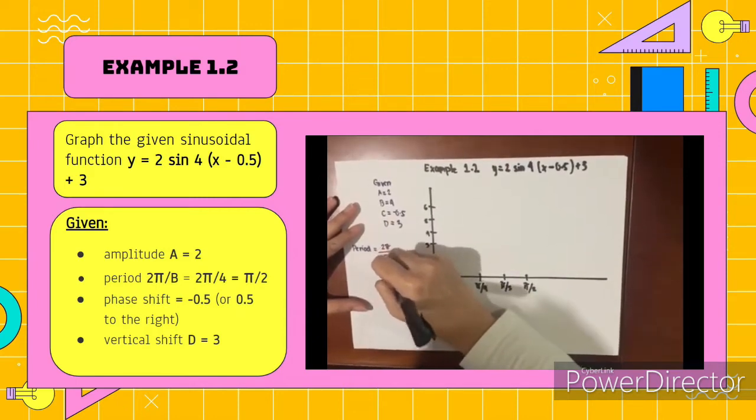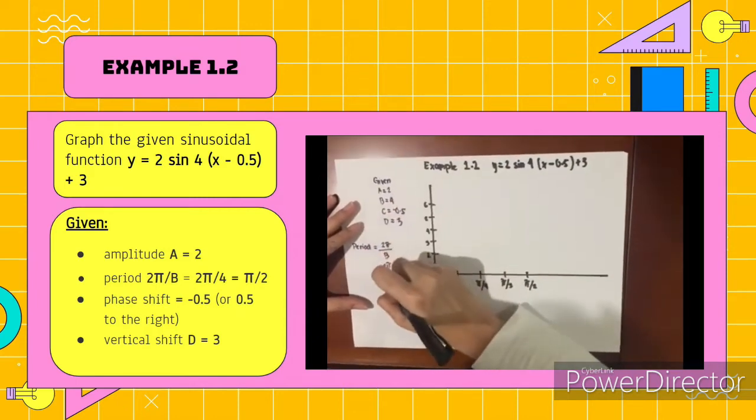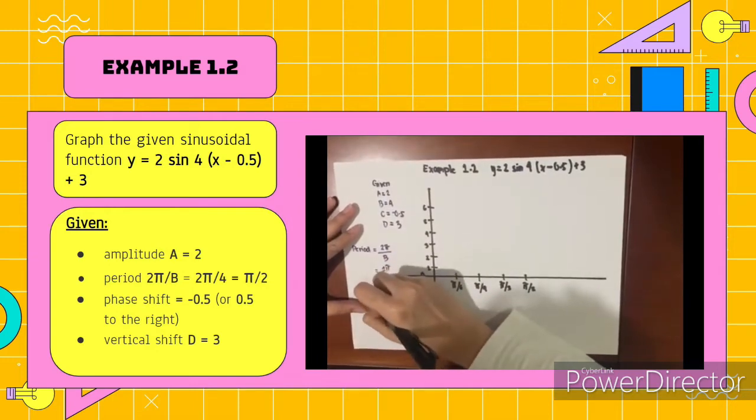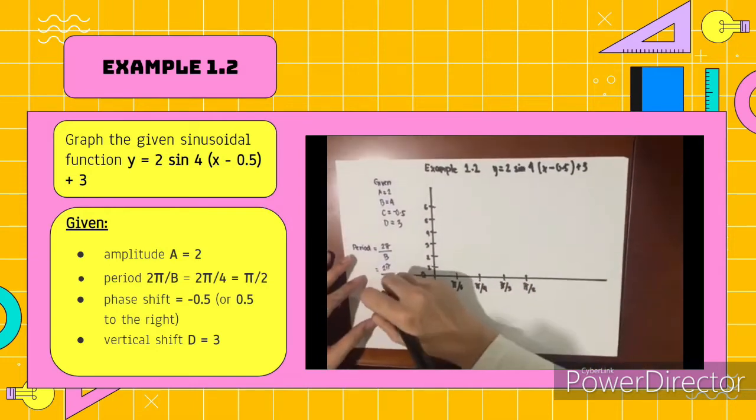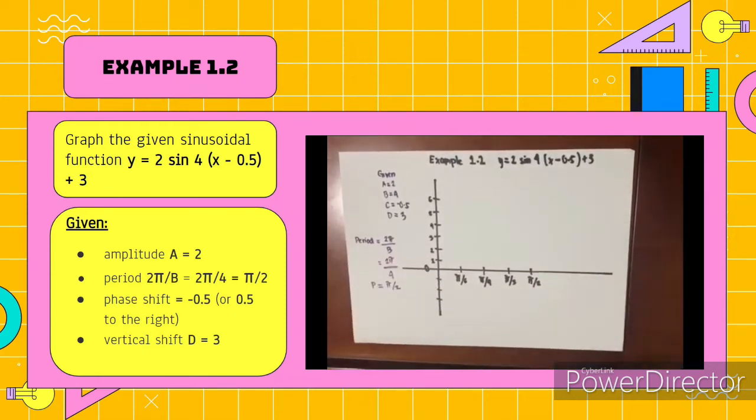2 pi divided by 4, because that is the value of B. 4. So, our P is pi over 2. Just base it on the unit circle, the unit circle of radians.